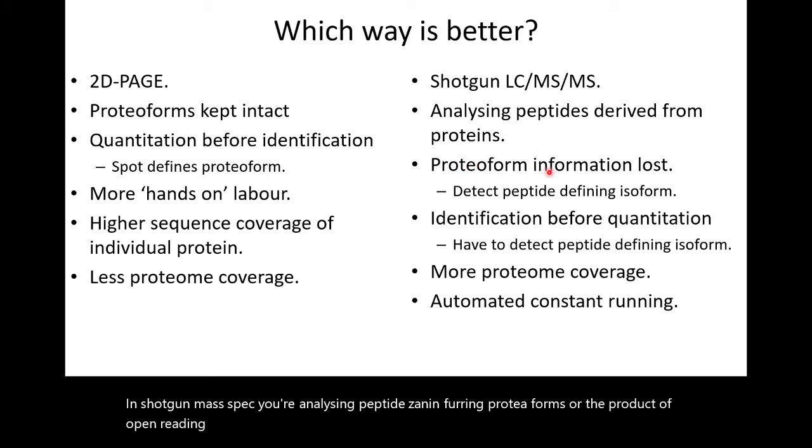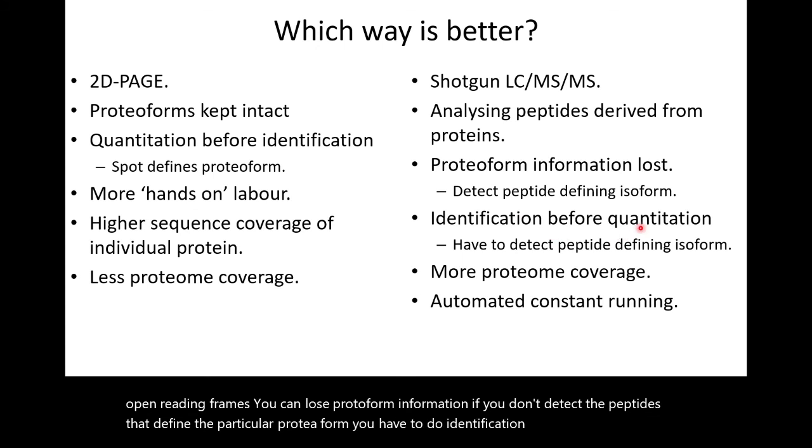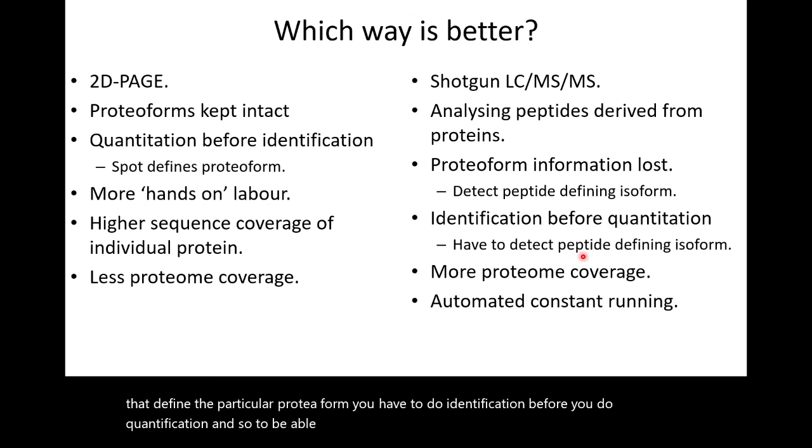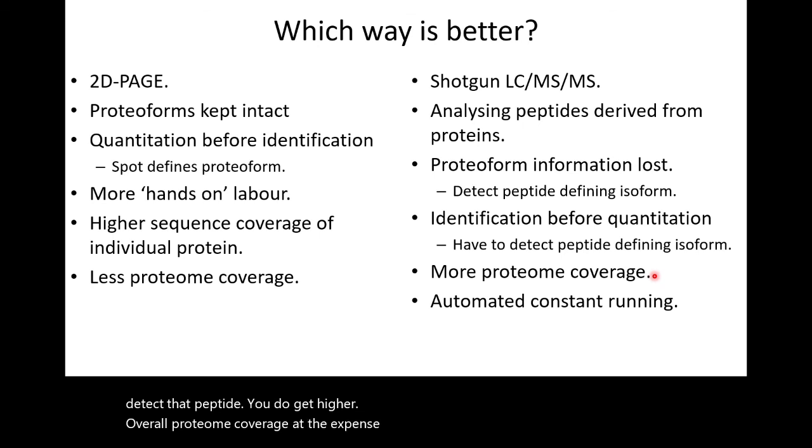You can lose proteoform information if you don't detect the peptides that define the particular proteoform. You have to do identification before you do quantification. And so to be able to quantify a particular isoform, you need to be able to detect that peptide. You do get higher overall proteome coverage at the expense of individual protein or open reading frame sequence coverage.